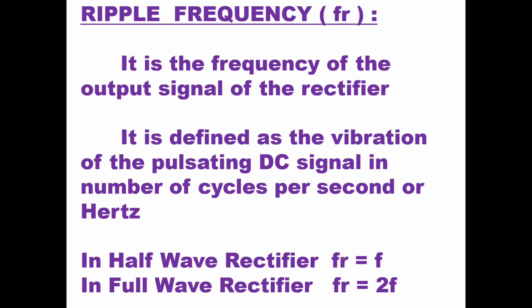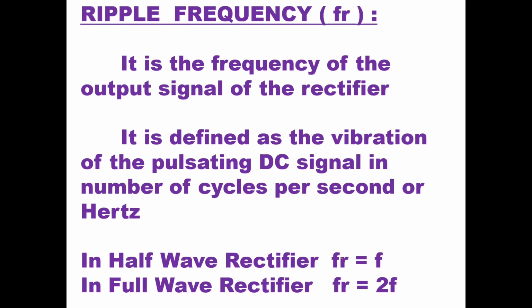Now here it is asked what is ripple frequency. Ripple frequency is the frequency of the output signal of the rectifier. Whatever output you get from the rectifier, the frequency of that output signal is called ripple frequency. It is defined as the variation of the pulsating DC signal in number of cycles per second, or it is also called hertz.